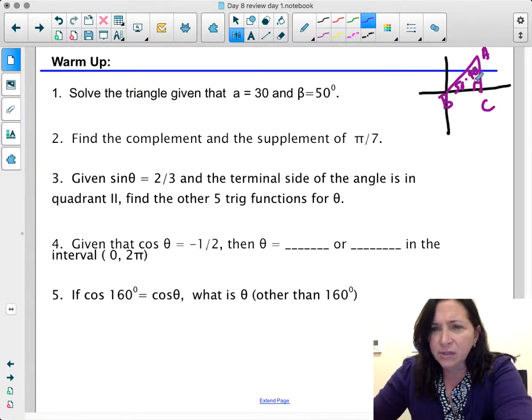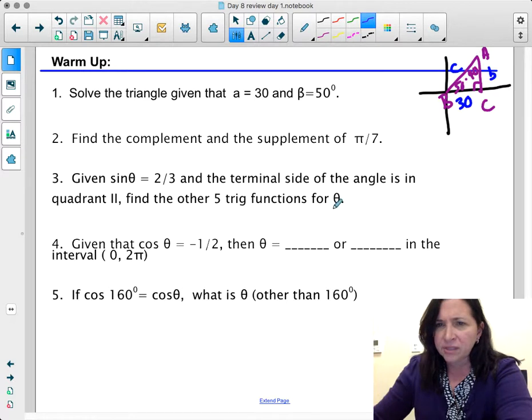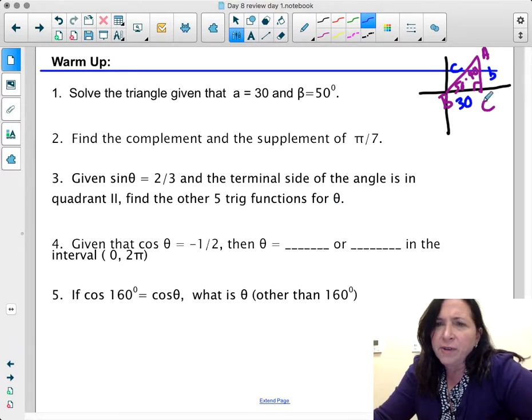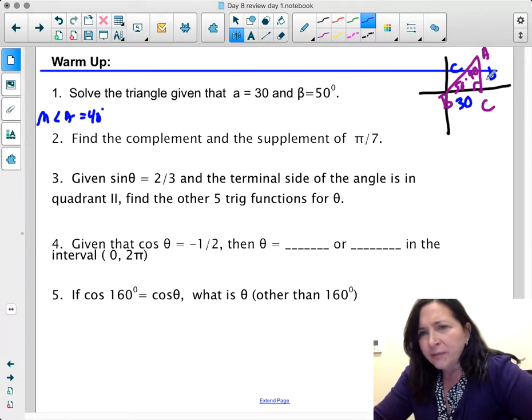So to find the other sides, we know this is little a, so that means that side is 30. This is little b, and this value is little c. Okay? To solve this triangle, you have to find all the sides and all the lengths, the measures, etc. So we know that the measure of angle A is 40 degrees. You could say that. The measure of angle A is equal to 40 degrees. Okay, that's done.